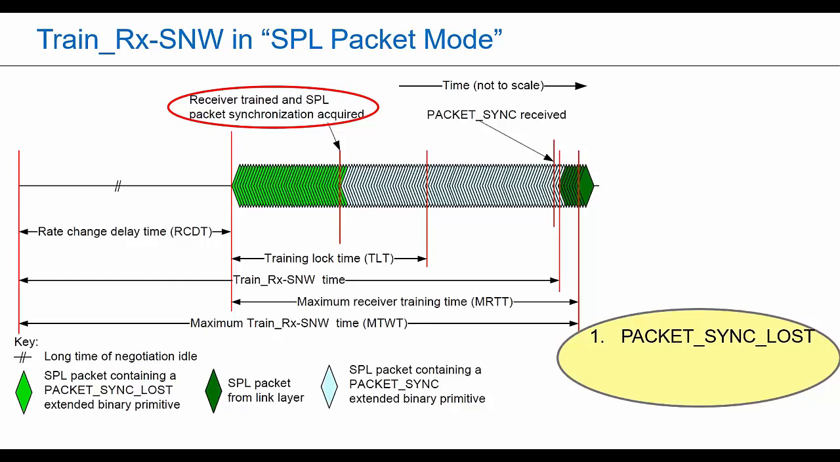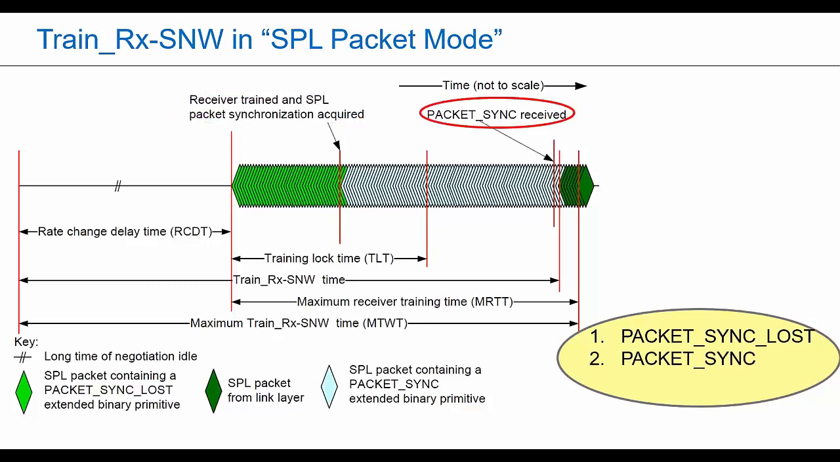Okay, so in this illustration, he's sending packet sync, then he finally receives a packet sync. Only here can he be certain that the far end also has DWORD synchronization, right? So he's looking for that. Then the link layer should start sending SPL traffic. If no packet sync is detected within MRTT, that would be a training failure, and they would fall back to the next highest speed.